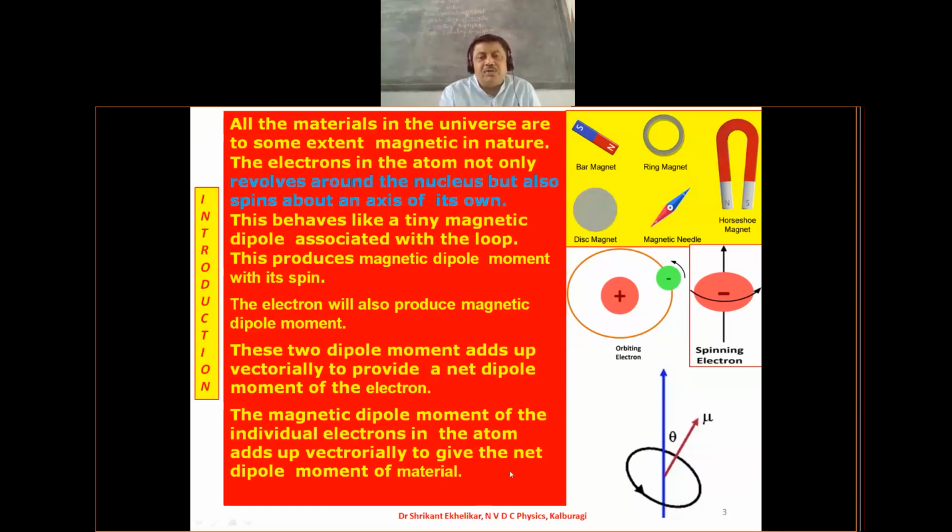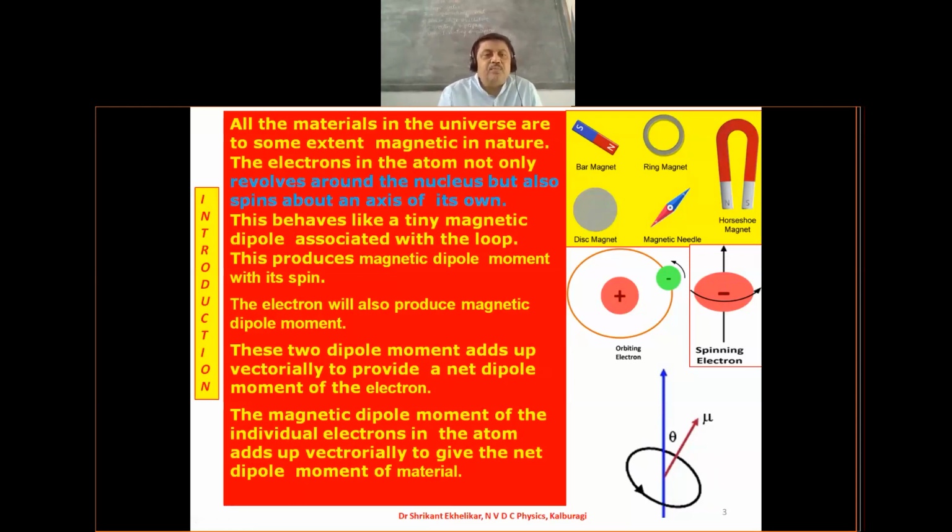The two dipole moments, the orbital dipole moment due to orbital motion and the dipole moment due to spin motion, are both vector quantities, so they add up vectorially to give a resultant magnetic moment for the electron. The magnetic dipole moments of the individual electrons in the atom, and there are many electrons, all add up vectorially and the resultant gives the magnetic moment for that particular atom. That is represented by mu, this is the external field, and this is the orbiting electron. In some cases it can be written as mu or m, the magnetic moment.